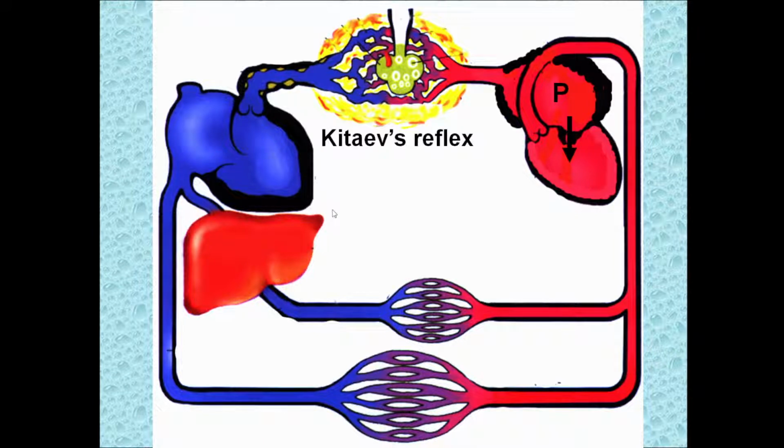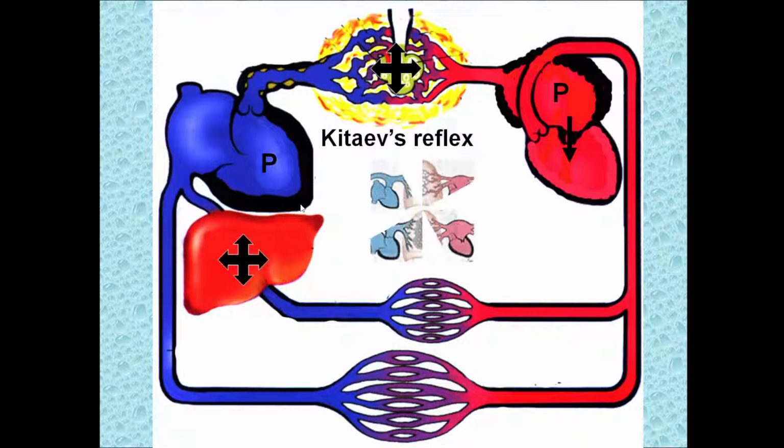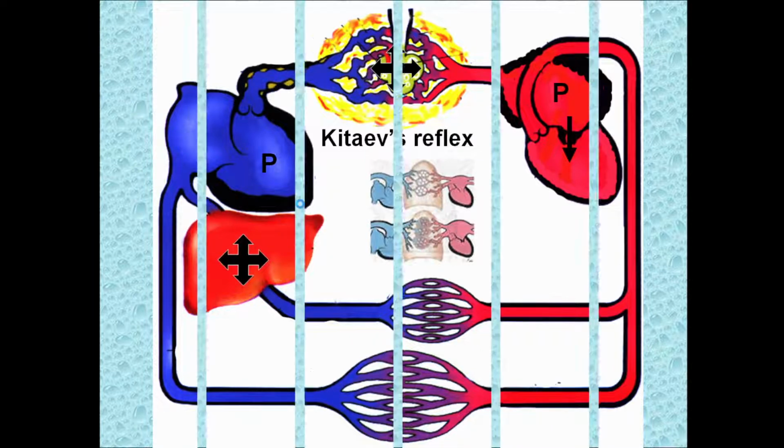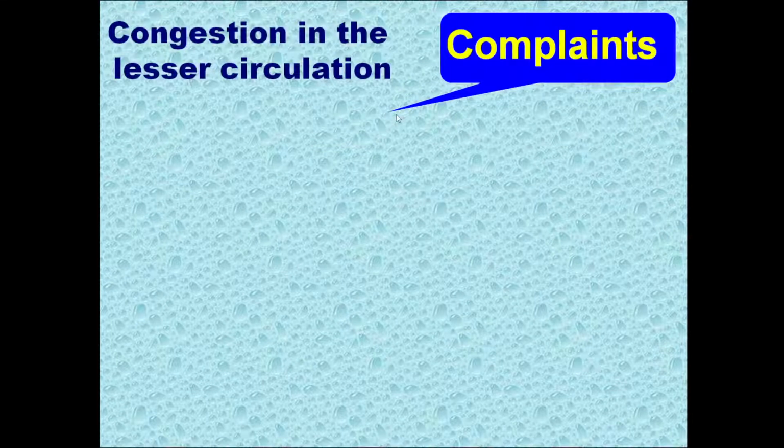A patient with mitral stenosis will go to the doctor in the period of decompensation with symptoms of heart failure. First of all, congestion in the left circulation due to failure of the left atrium, and then the greater circulation due to failure of the right ventricle. Let's remember the complaints of the patient.